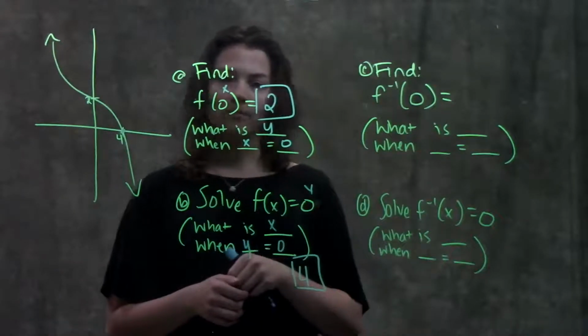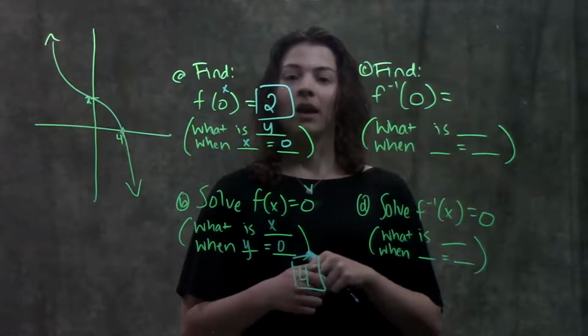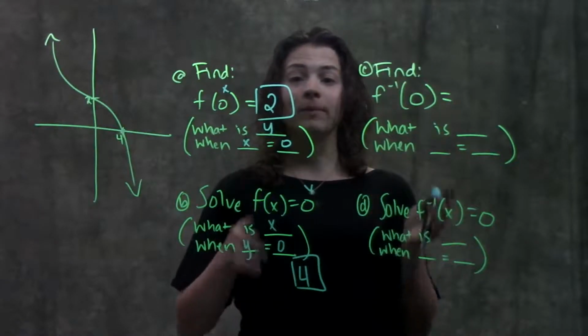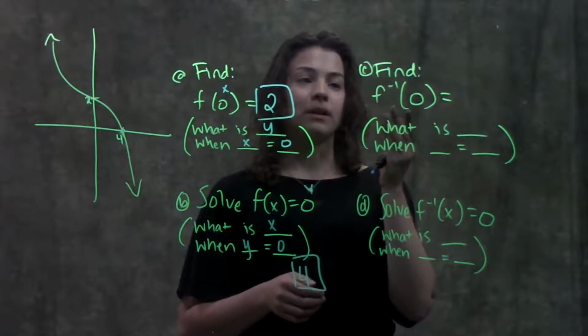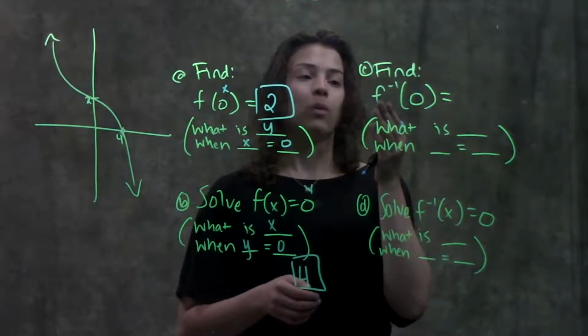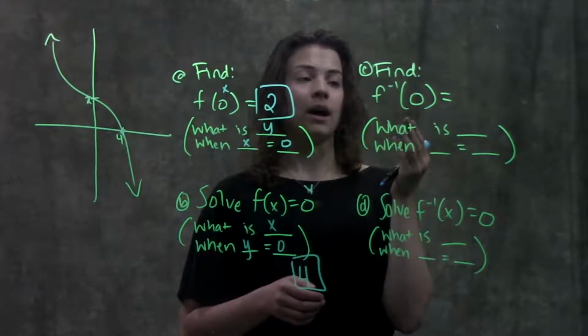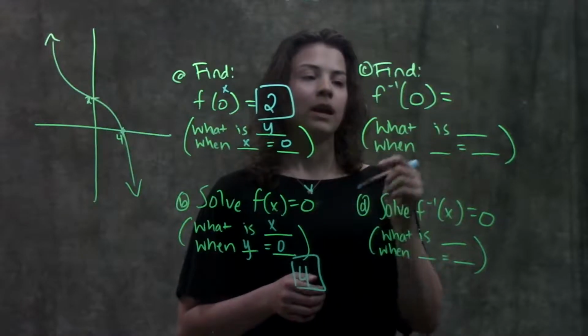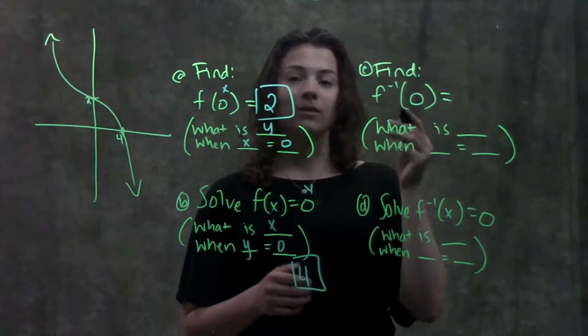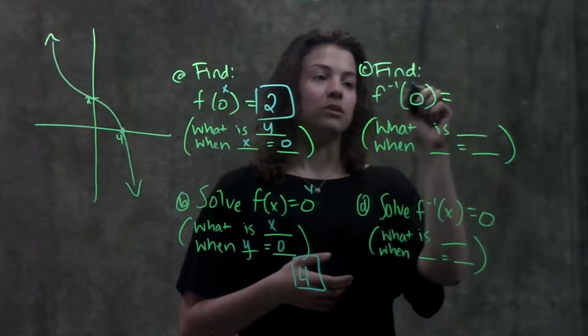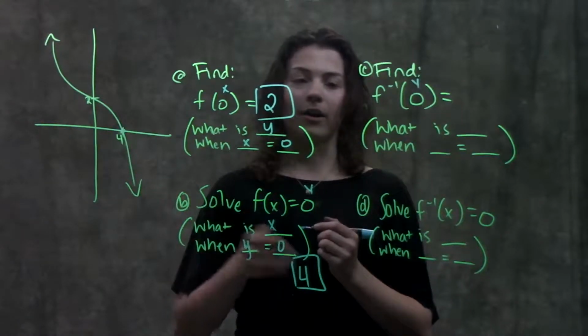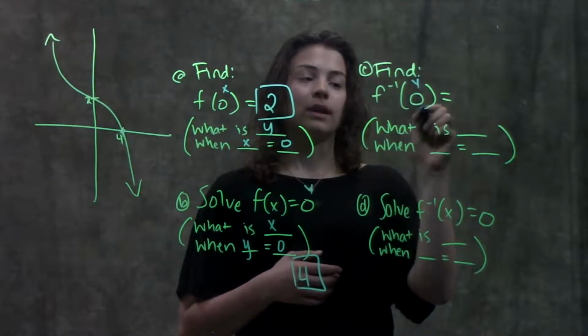Alright, now for the next two parts, they're asking about the inverse function. And remember, inverse function just flips our x and y's. So for part C, when it asks us to find where inverse function of 0, what that is equal to, where they would normally give us an x, we're going to flip it for our inverse function. So we're going to treat this as our y on our graph. So now they're giving us some y value.